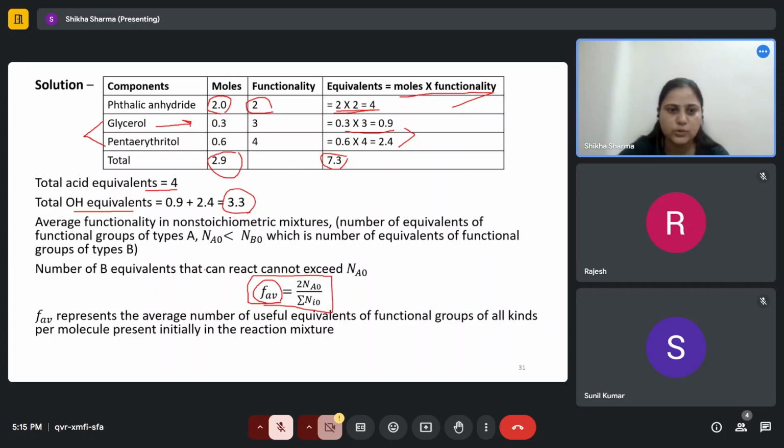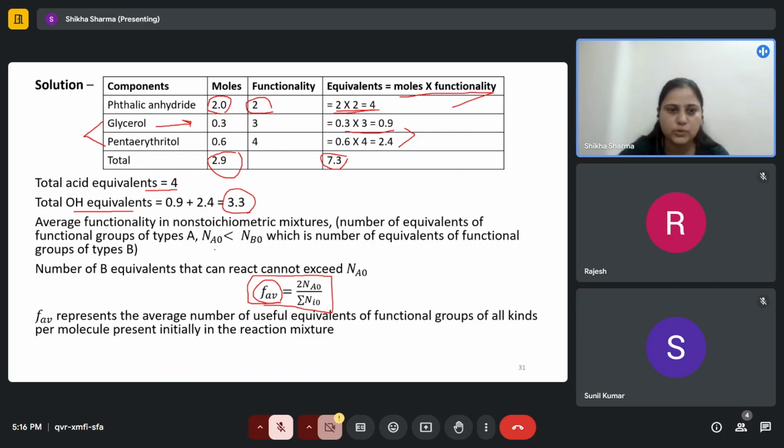In this case, the number of equivalents of the OH is less than the acid equivalents, which is the OH equivalents are 3.3 and the acid equivalents are 4, right? So the OH equivalents are less and the acid equivalents are higher. So we can apply the formula of average functionality in the non-stoichiometric mixtures. Why is it non-stoichiometric? Because one of the equivalents is lesser and one is higher, right?